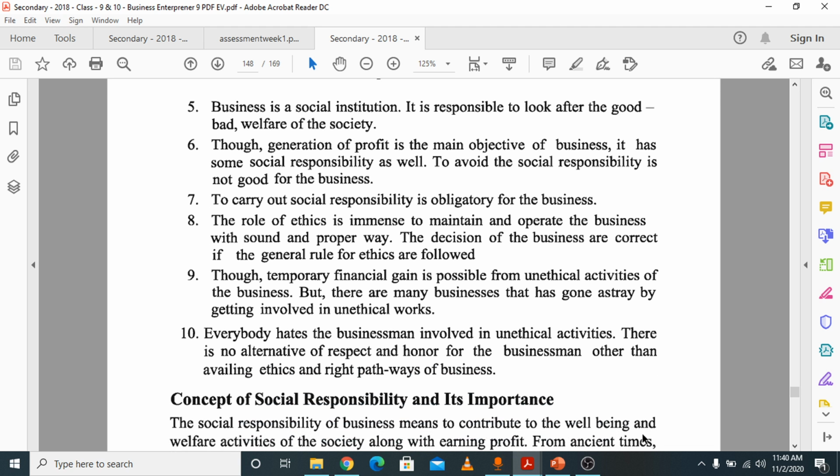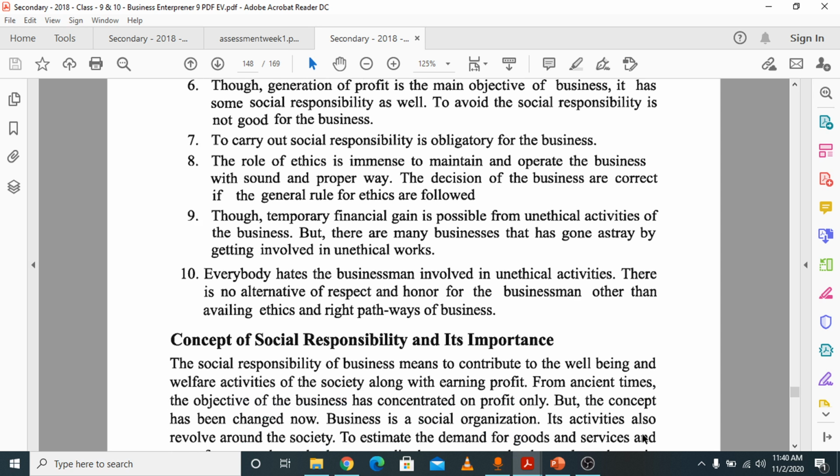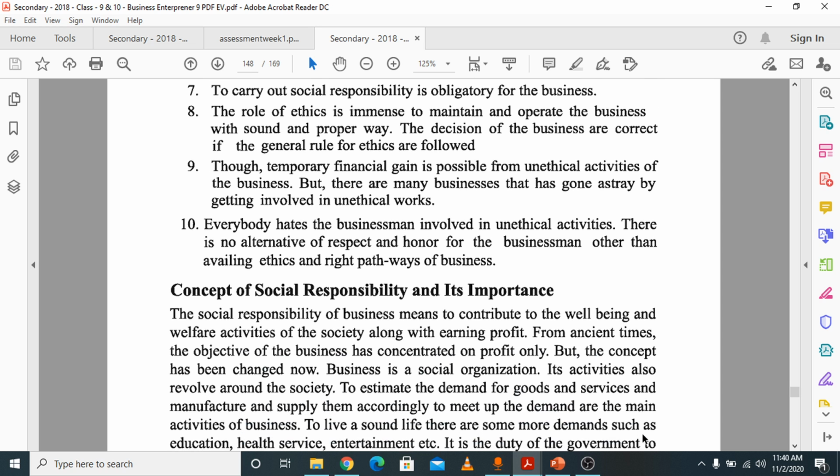Number 10, everybody hates the businessman involved in unethical activities. Obviously people hate the unethical businessman. There is no alternative for respect and honor for the businessman other than availing ethics and the right pathways of business. So these are the importance of values and ethics in the business.